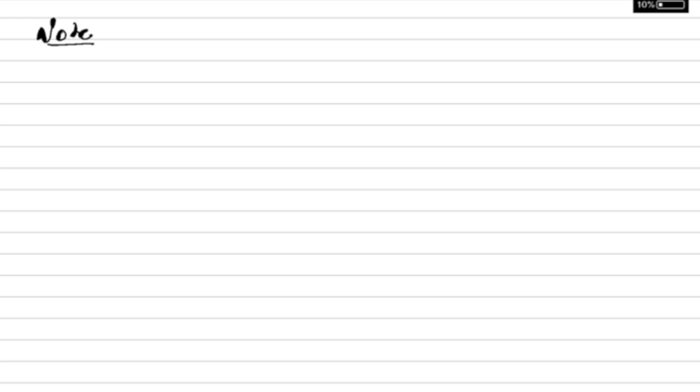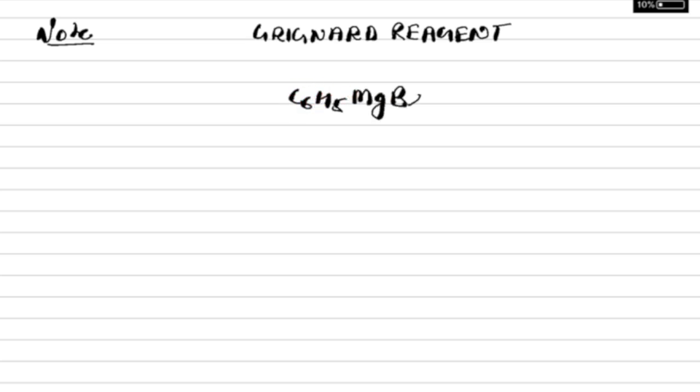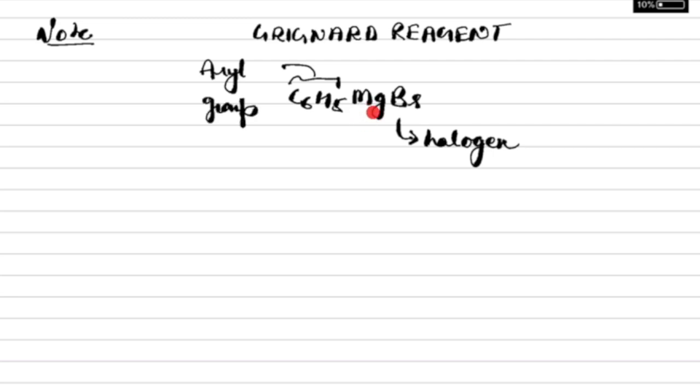One side note about this reagent, the reagent which we have used is a very popular one, which is called Grignard reagent. So this is a scientist's name. What we have used here is a C6H5 aryl group, in this case a phenyl group, attached with Mg and Br. So what is this? This is a halogen, one of the halogens, and this is an aryl group. This is one aryl group attached with magnesium, a metal. So this structure will be called a Grignard reagent.